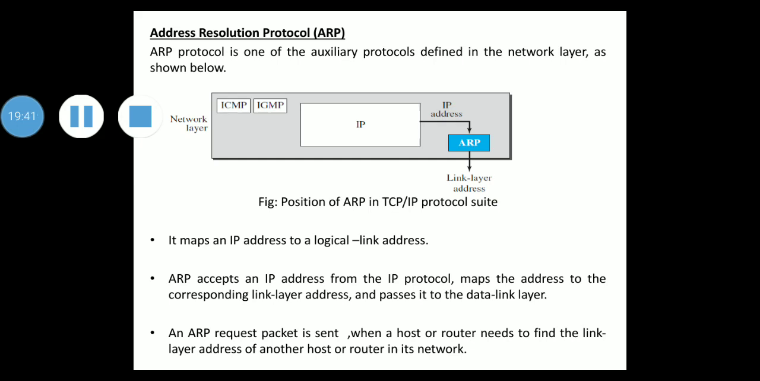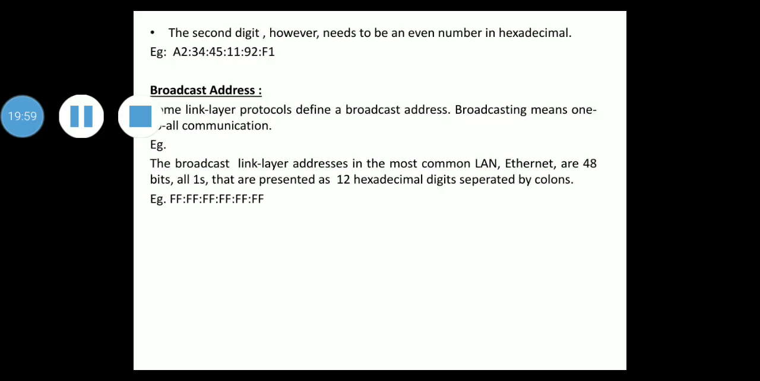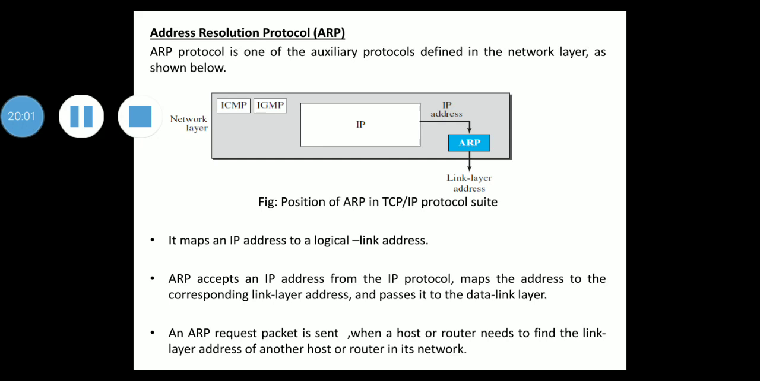ARP is one of the auxiliary protocols defined in the network layer, as shown here. This diagram shows the position of ARP in the TCP/IP protocol suite. You can see ICMP, IGMP and ARP here. This is the IP address, then ARP gives the link layer address. This ARP belongs to the network layer.